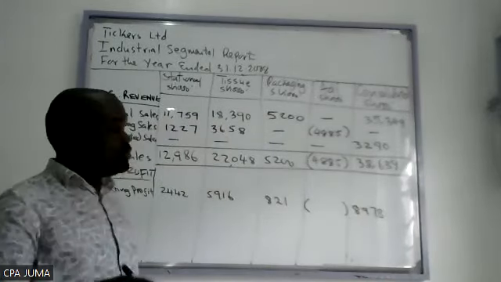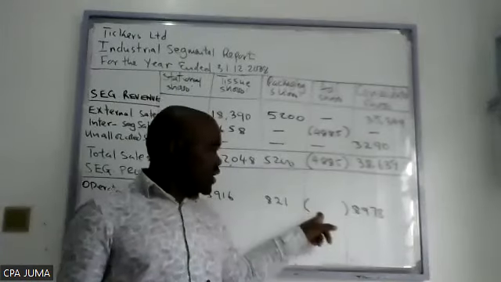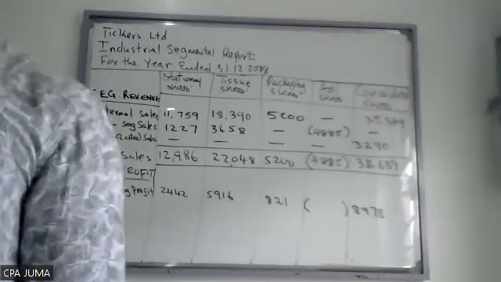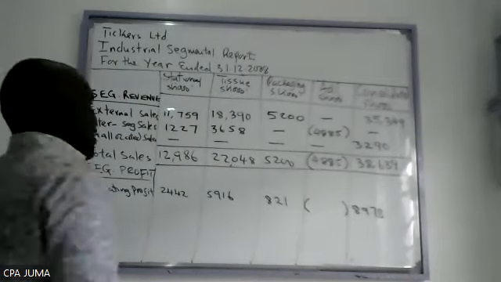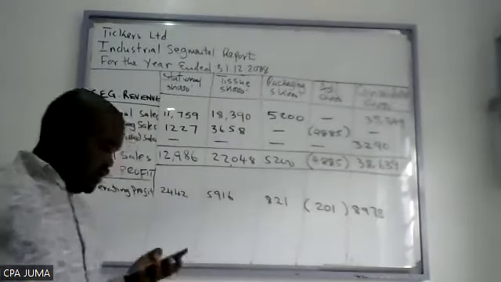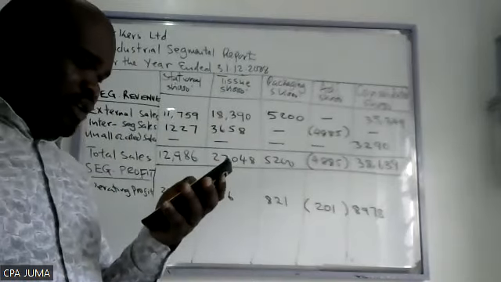So get the difference between what you got: this plus this is 91, subtract this to get the intersegment. That is what they wanted us to come up with. So can you get for me that figure? The difference, which is the intersegment profit, is 201. Then I came across unallocated expenses.